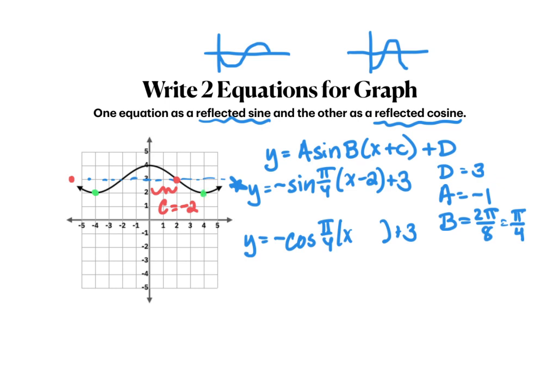And again, we're measuring from the y-axis. So here it is 4 to the left. That would give me C equals positive 4. And over here, it's 4 to the right, which would give me C equals negative 4. I can choose either of those. It will still produce the same curve. I'm going to put in a negative 4, but it also could have been a positive 4.